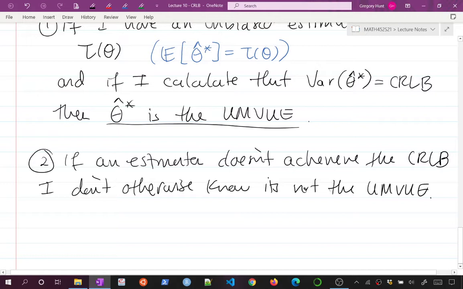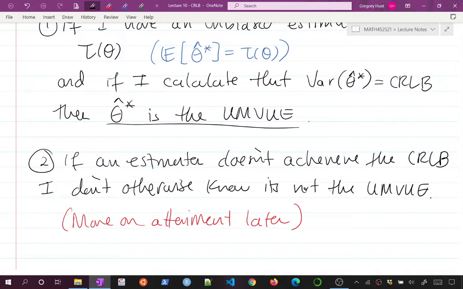In the same way, just because it doesn't reach the lower bound, if we find an estimator with a variance higher than the lower bound, it might be the UMVUE, it might not. So this is called an issue of attainment, and more on attainment later, either this lecture or next lecture, depending on time. So if it doesn't reach it, then we don't know, because all you know is it doesn't achieve the Cramer-Rao lower bound. We'll talk about situations where we know.